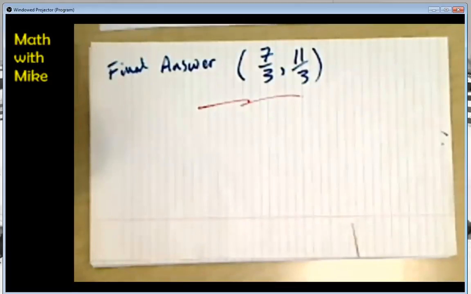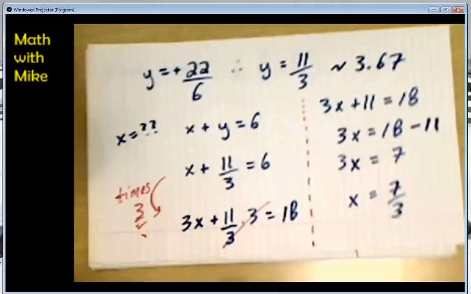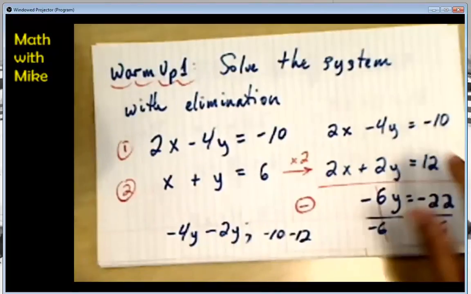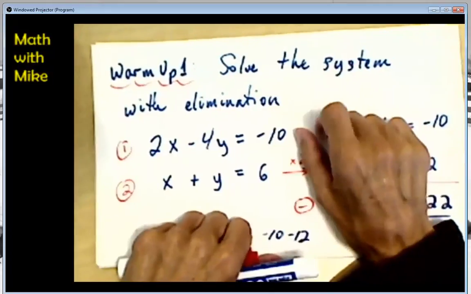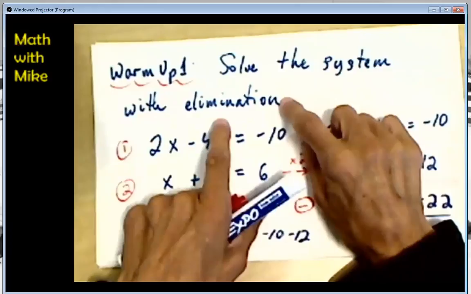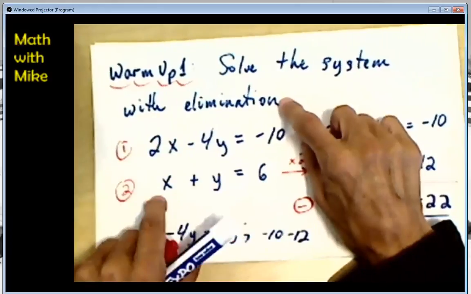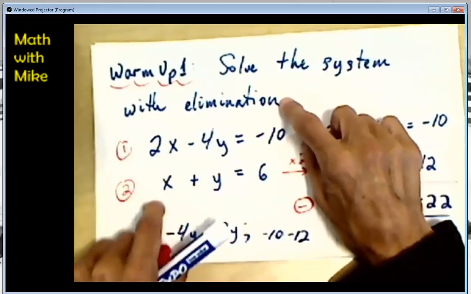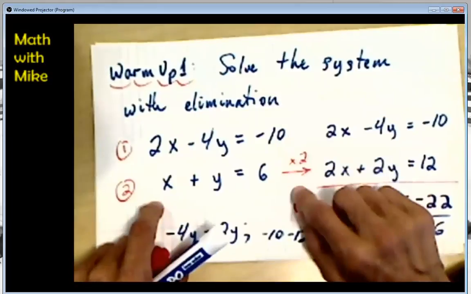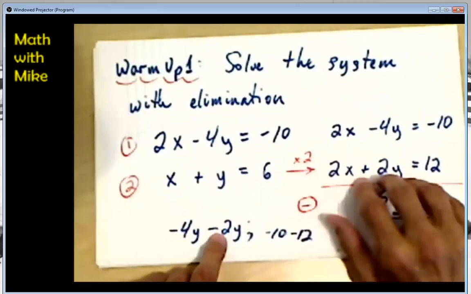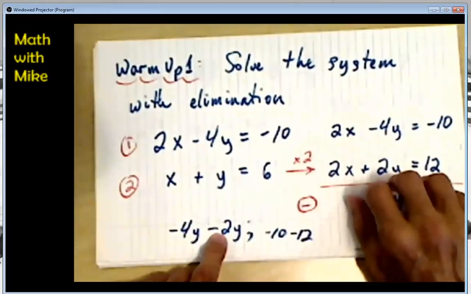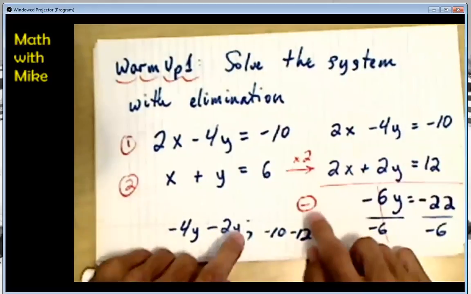Okay, so I can go through it all again. Little summary. The question was, solve this system right there with elimination. So that means we got to get the numbers in front of x or the numbers in front of y the same. We chose x, so we multiplied by 2. And we get 2x plus 2y is equal to 12 here. Okay. Now you got to keep track if you're going to add or subtract. That's super important.